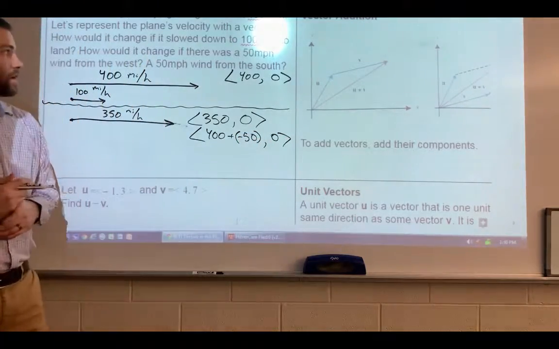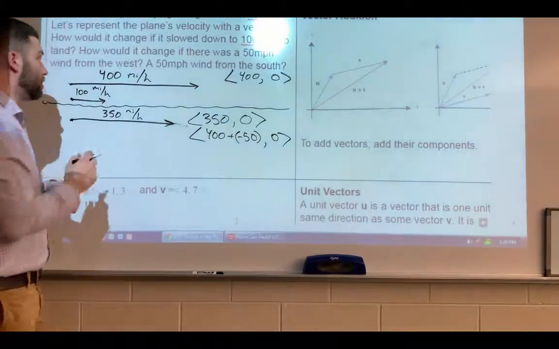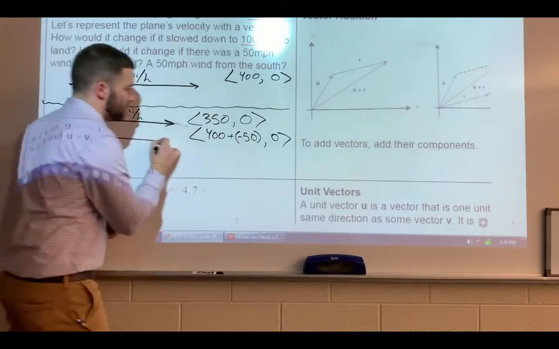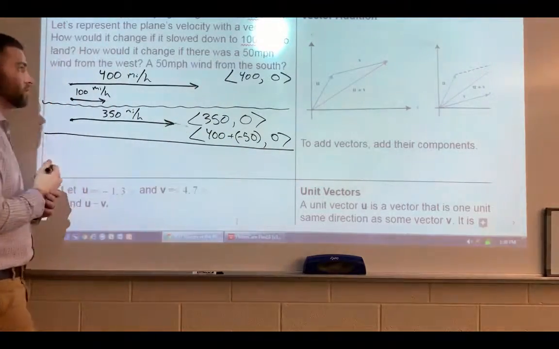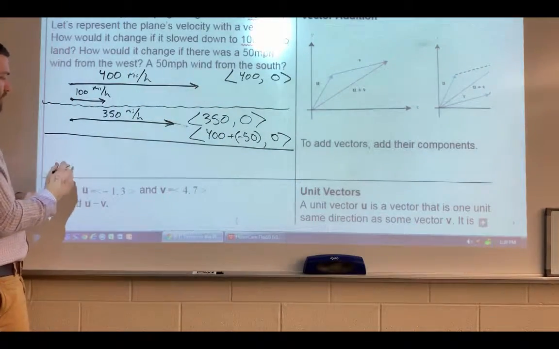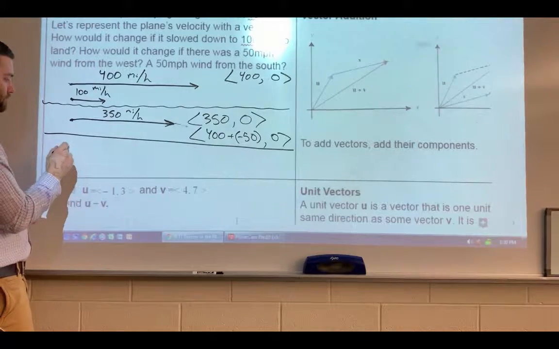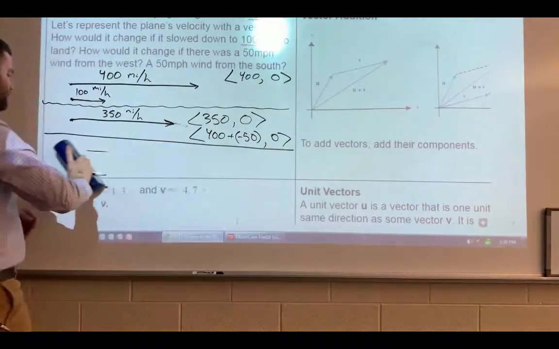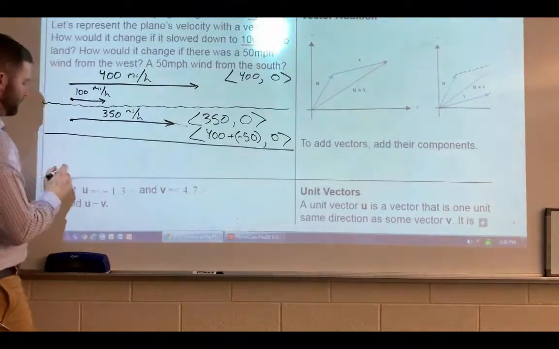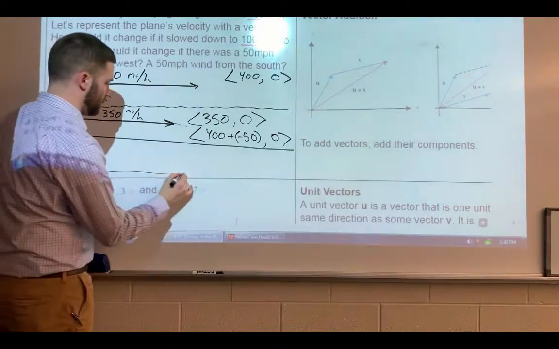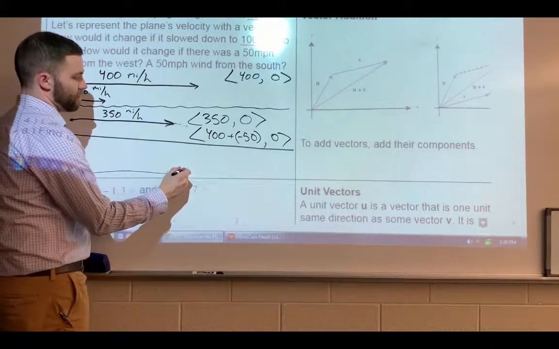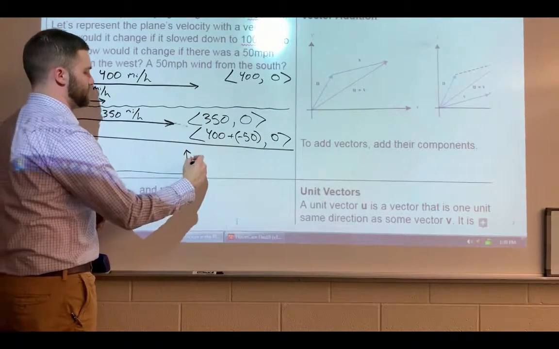The next problem says, what if it was a 50 mile per hour wind from the south? Okay, so now we have a plane going 400 miles per hour. Actually, let's do this. So we have a 400 mile per hour plane. It's getting hit by a 50 mile per hour wind from the south. So this is 50.